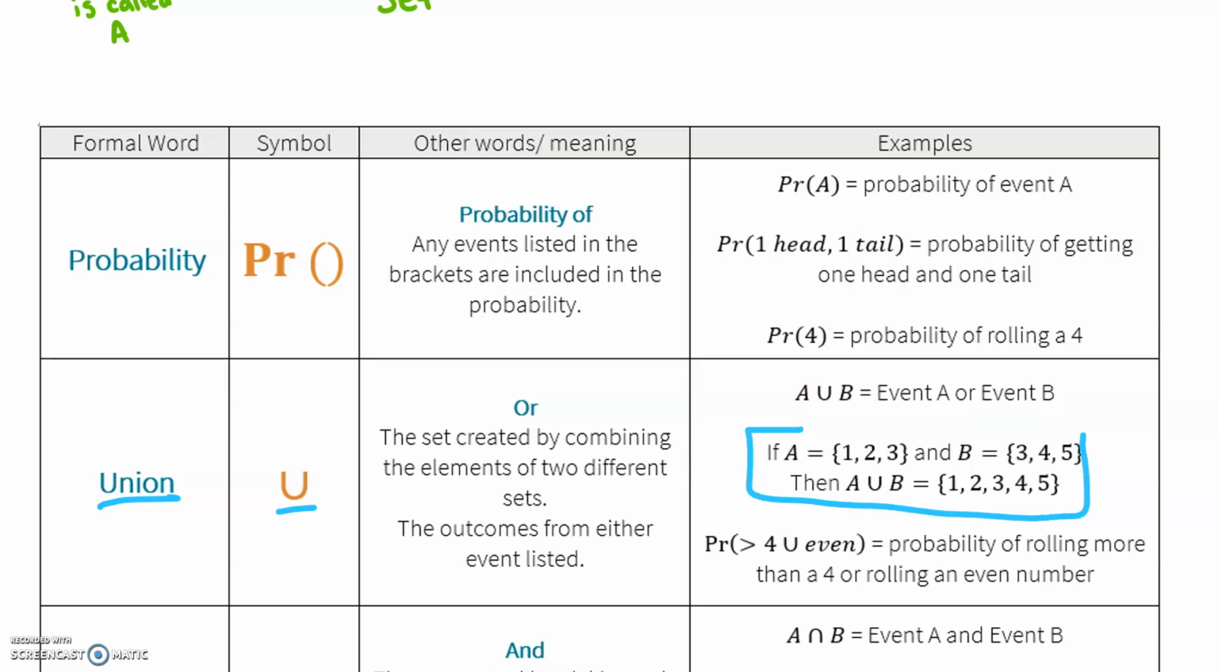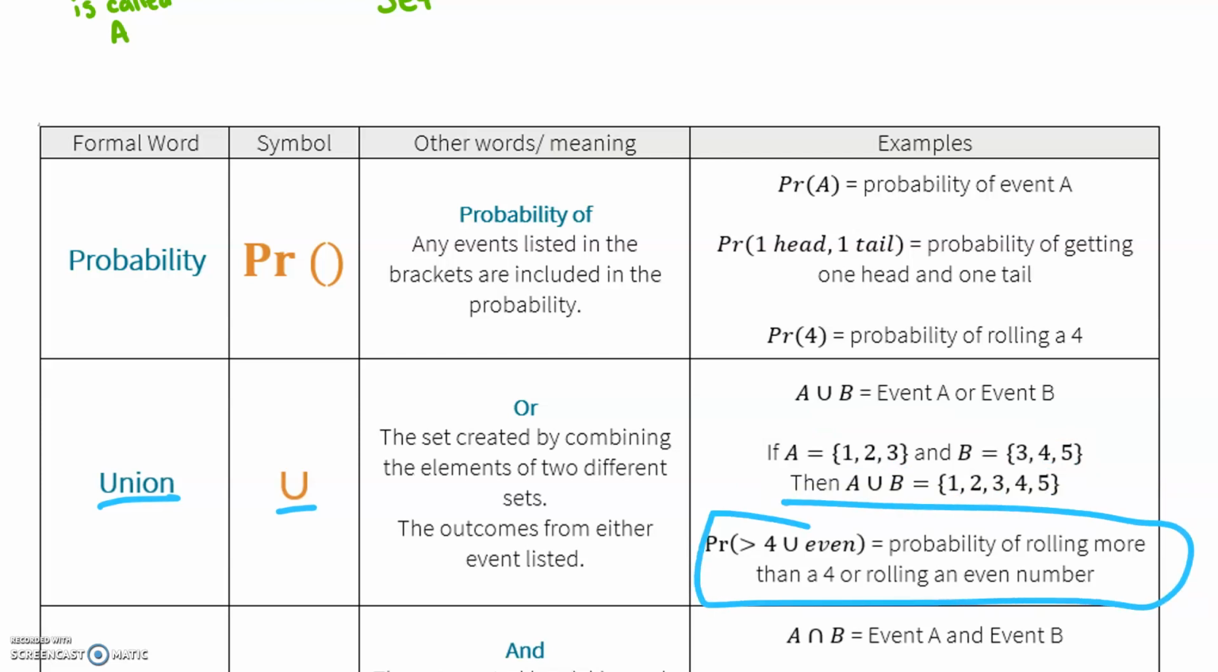Okay, here's another example. So if set A is the numbers 1, 2, and 3, and set B is the numbers 3, 4, and 5, then the union of A and B, or A or B, would be all of these ones from set A here, and all the ones from set B combined. Union, they got together.